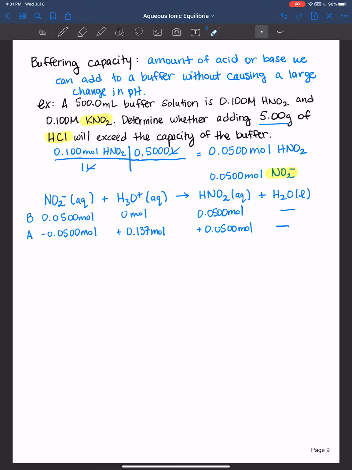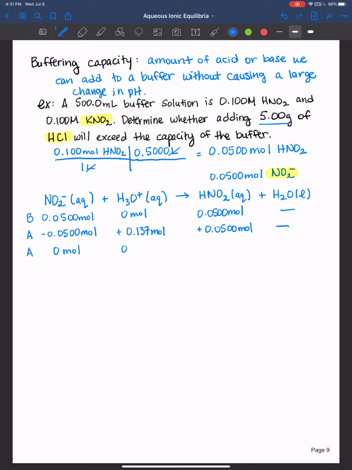Okay, so we want to figure out what we have after the addition. So the second letter A in the BA table is after addition. Because nitrite was our limiting reactant, we have 0 moles of our conjugate base left over. Remember that the acid from the strong acid here, the HCl, we added 0.137 moles. Some of that was consumed. Some of that reacted with the NO2 minus. And so what you need to do is take that 0.137 and subtract out 0.05 moles that was reacted to figure out what is left over.